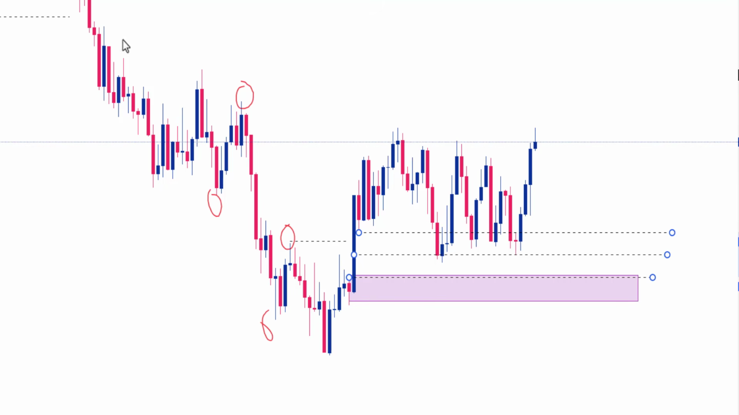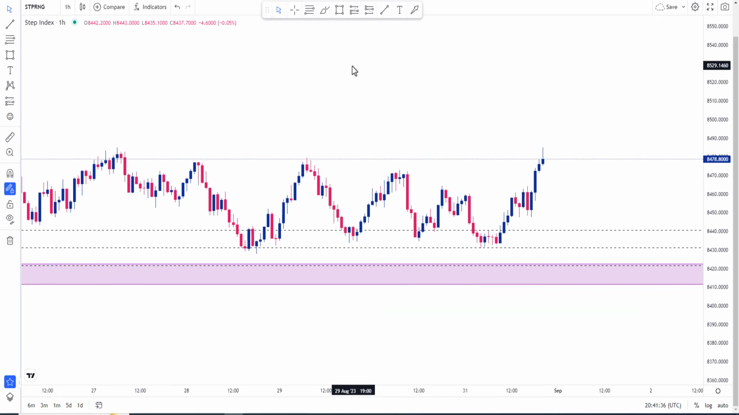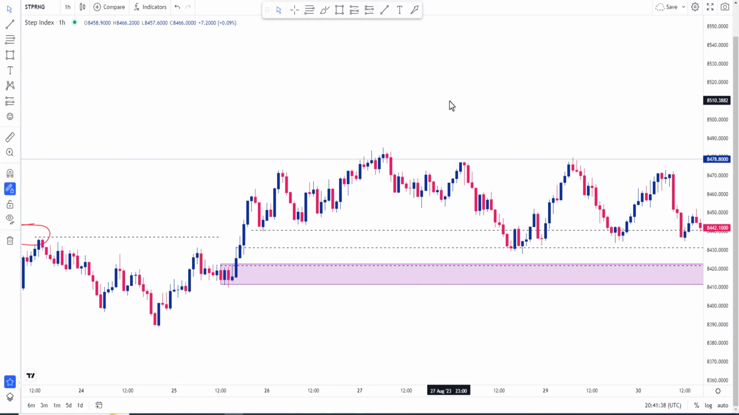Then I can take the buy, or I can even refine my entries by going to the 1-hour time frame. And this is what top-down analysis gives you, to get the best kind of entry with the smallest amount of risk. All right, so this is it.